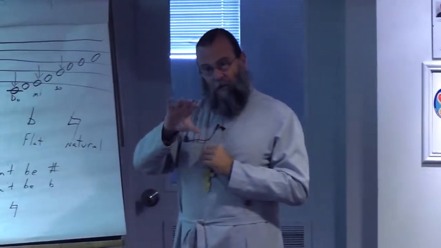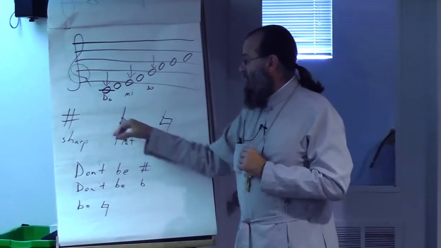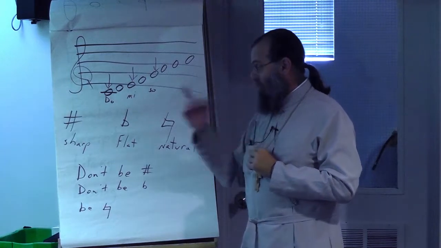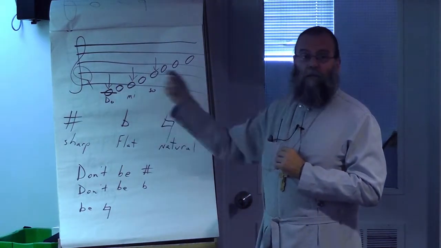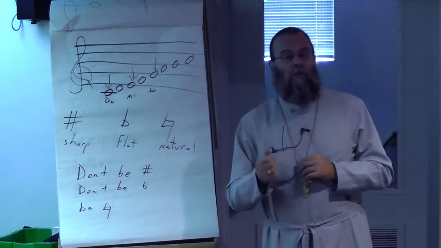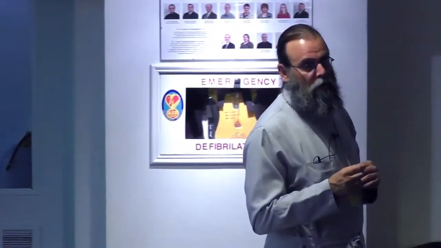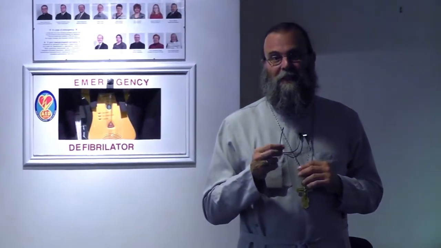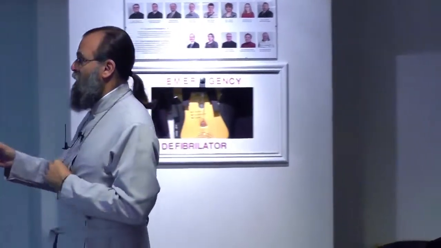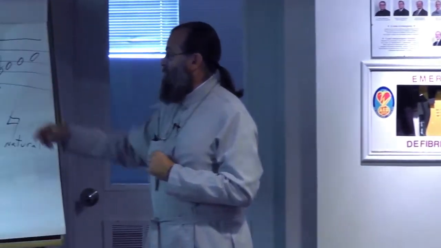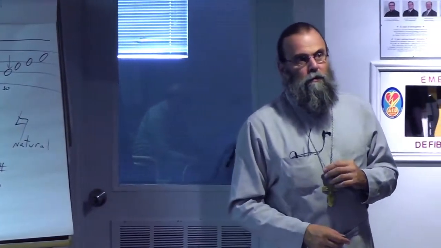Now, just to throw a wrench in the works, the sharp, the flat, and the natural. Sharp means you take the note and raise it up half a step. So rather than do, re, mi, you'd have do sharp. It's between the do and the re, so it raises it a half a step. Flat lowers it a half a step, a half a tone rather than a whole tone.